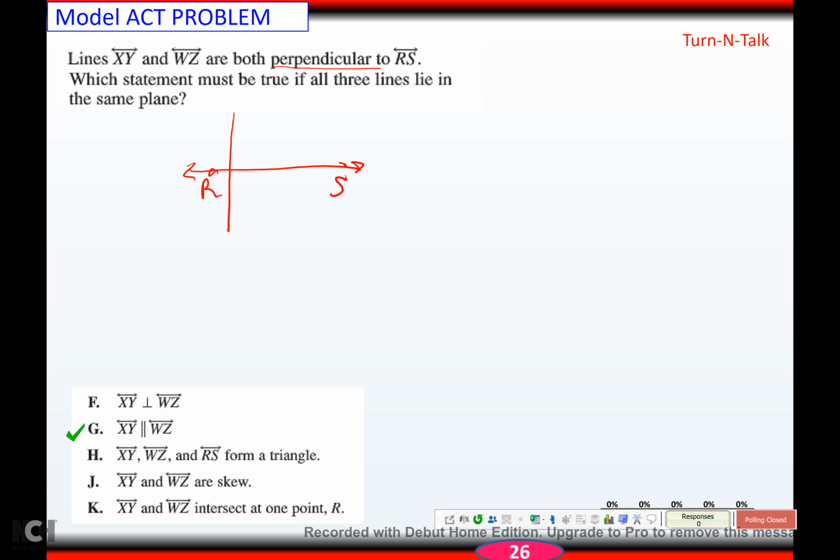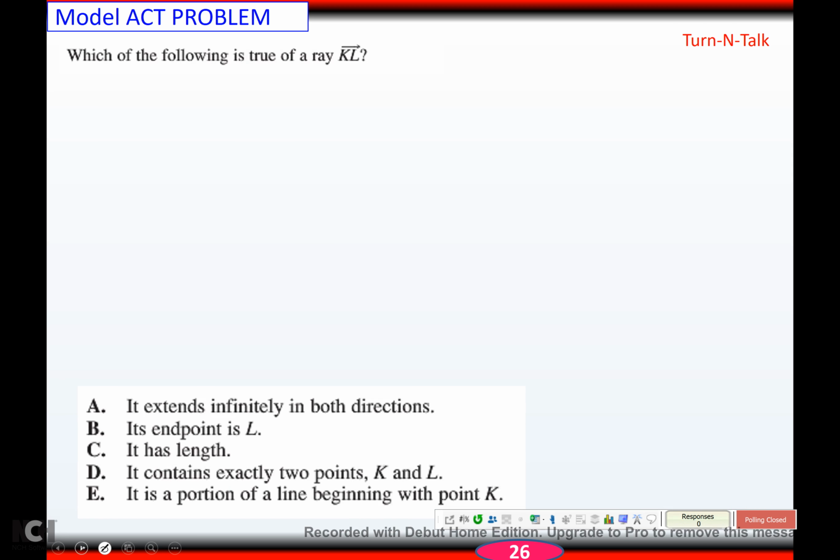Well, if it's perpendicular, XY has to make a 90-degree angle. And WZ has to be perpendicular. Well, the only way they can both be perpendicular to this line is if they're parallel to each other. So that's got to be true. Okay? Try this one. Hit pause. Come back when you're ready.